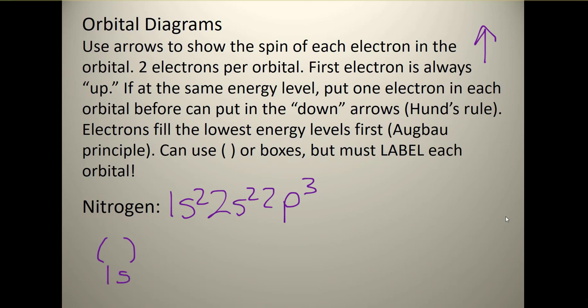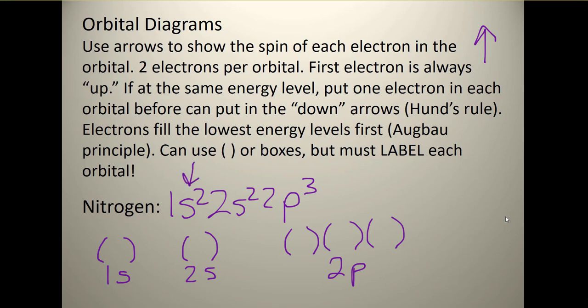So here's my 1s, here's my 2s, and I have 3 p orbitals. I know this because there are up to 6 p electrons that you can have, and you can put 2 electrons per orbital. So I take those 6 electrons divided by 2, and I should have 3 orbitals. All right, so now I'm going to fill in my electrons using arrows.